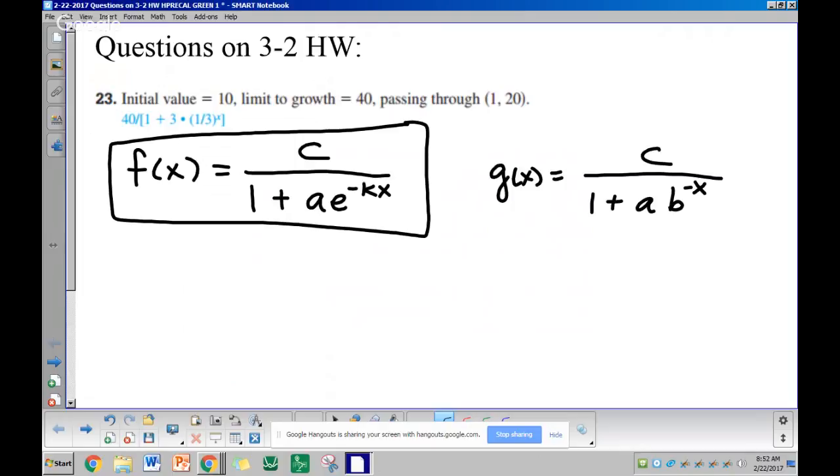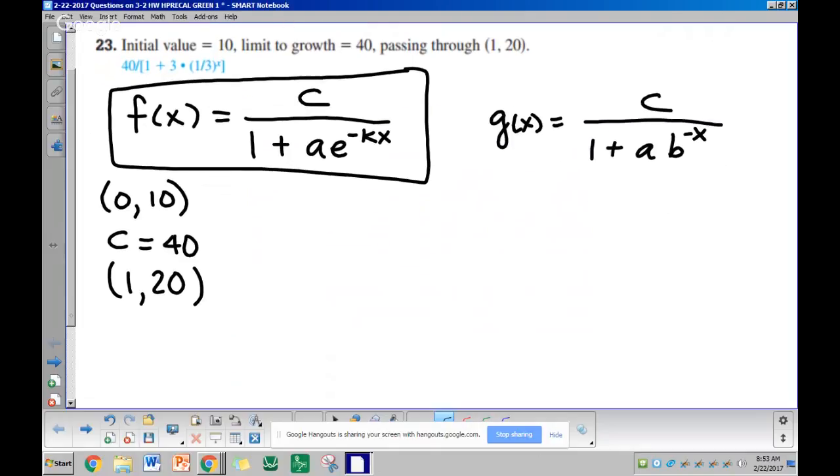Okay, so they told us the initial value is 10. So what does that mean? Initial means x equals 0, the value is 10. The limit to growth, that's another word for the carrying capacity, is 40. So that means C equals 40. And it passes through the point 1, 20. So these are the characteristics of the function that we have to use.